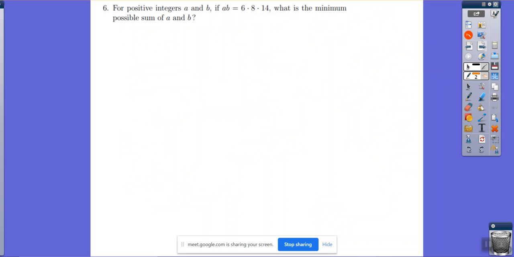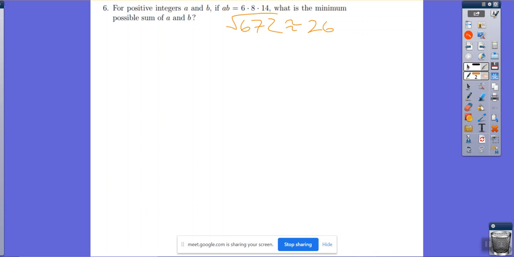So for positive integers a and b, if a times b is 6 times 8 times 14, what is the minimum sum of a plus b? Well, okay, so the first thing that we're going to do is multiply it all together, and we get 672. And so we know that we want the two factors that are closest to each other. So we're just going to take the square root of this, and we get something that's really close to 26. Yeah, that's what I did.